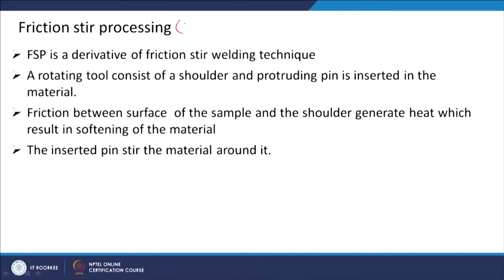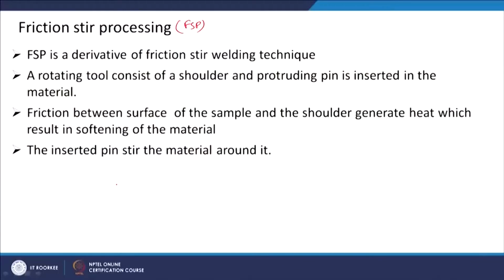Another very important process which is gaining a lot of attention nowadays is called friction stir processing. Okay. So, friction stir processing, as noted here, actually started as a welding process. So, if you take 2 sheets you can do welding using this particular process, but now it is also modified to make it a processing technique. So, it is a derivative of the friction stir welding technique.